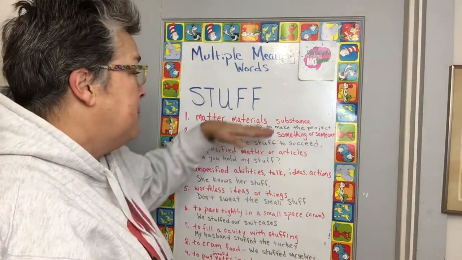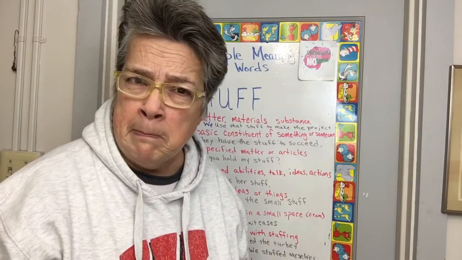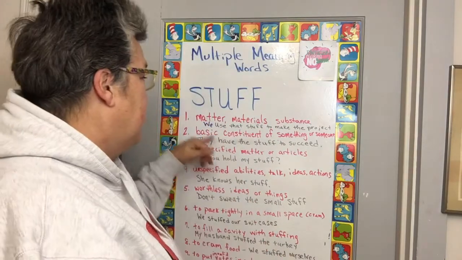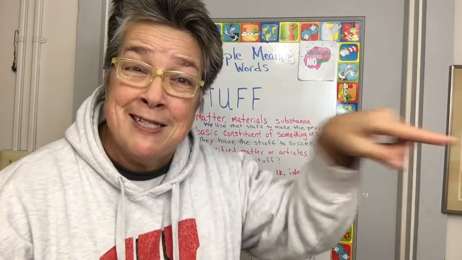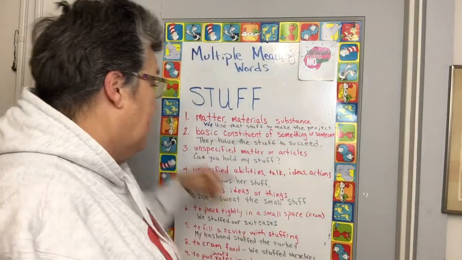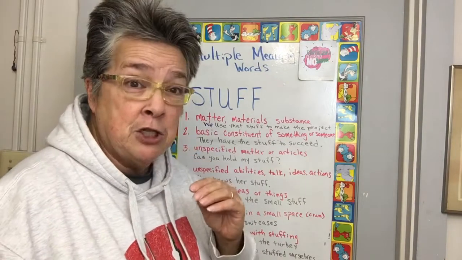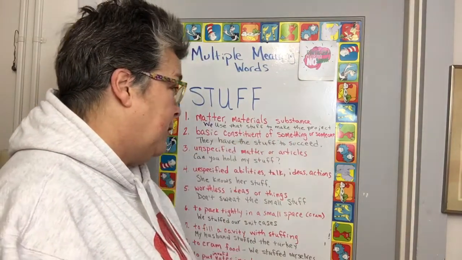Stuff: matter, materials, or substance. That's a lot of stuff. For example, we use that stuff to make the project. We're going to use that stuff over there. Got it? Now, number 2: basic constituent of something or someone.